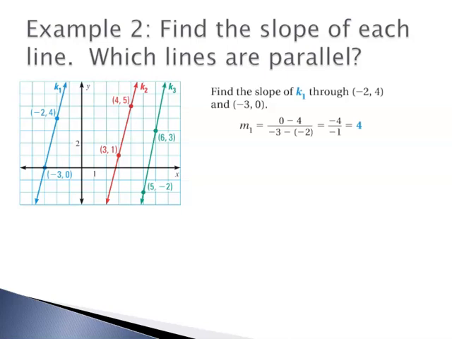All right, let's move on to K2. That goes through 4, 5 and 3, 1. So this is going to be 1 minus 5 over 3 minus 4, which is negative 4 over negative 1, which is equal to positive 4.